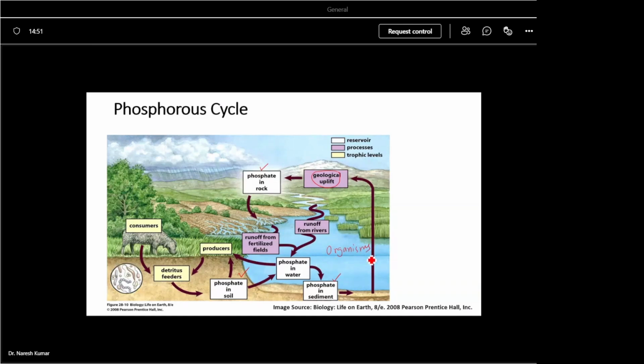From producers, it goes to consumers, detritus feeders, and then once the plant and animal sources complete their life cycle, they are acted upon by detritus feeders. Remember, what do we know about detritus feeders? They feed on dead organic matter. So they release the phosphate back into soil, and from soil, during rainfall and runoff, the phosphate will be mobilized, along with the fertilizer that we are adding. Again, it will be drained back to the water body. So that's the cycling of phosphorus.